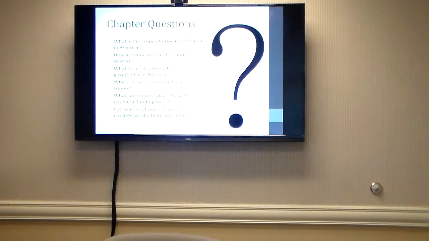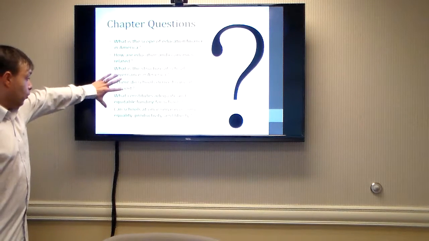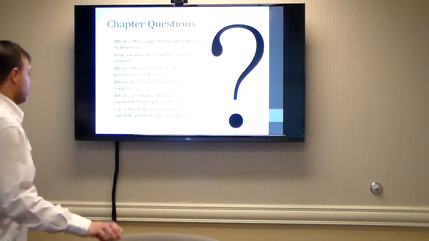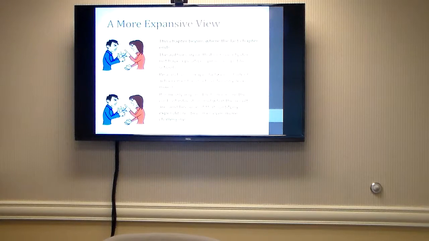So our chapter questions are: what is the scope of education finance in America? How are education and economics related? What is the structure of school governance in America? Where do schools derive their financial support from? What's adequate and equitable funding for schools? And can schools at once serve economics, equality, productivity, and liberty? All of these are very difficult questions, and I think take a lot to really consider.